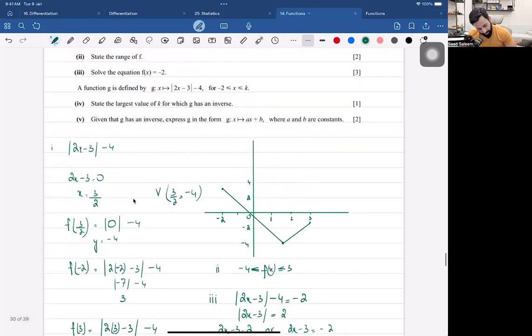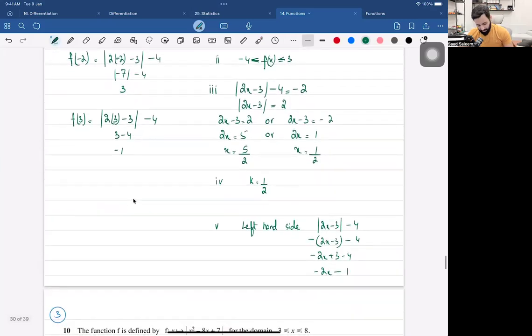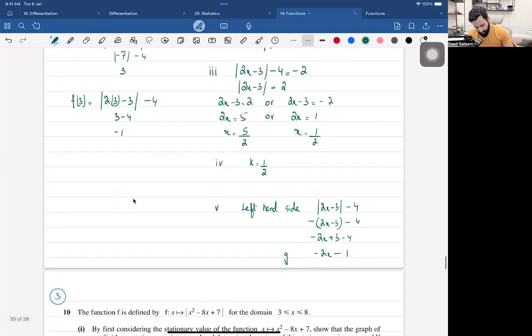Okay, and what are we supposed to do? Are we supposed to find the inverse? Okay, no, we're not supposed to find the inverse. That's it. This is what we want. And this is basically the function which has an inverse.